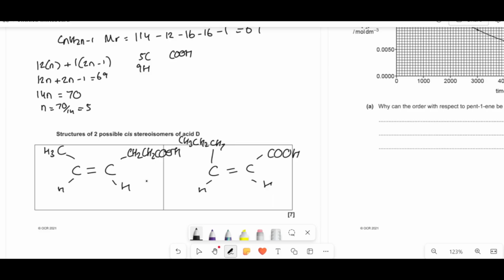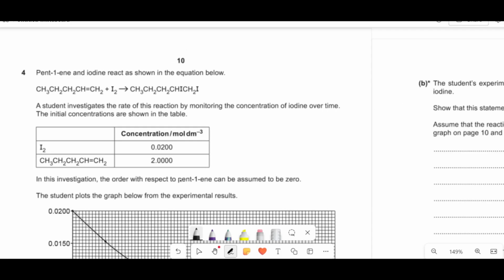Those are 2 possible cis isomers where the H's are on the same side. This would be the equivalent of a Z isomer, but cis-trans is used when they both have an H there. There you go.